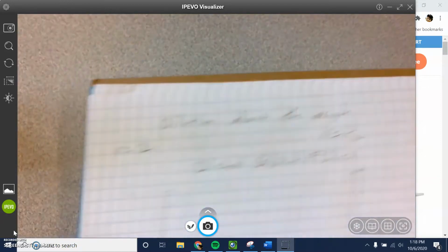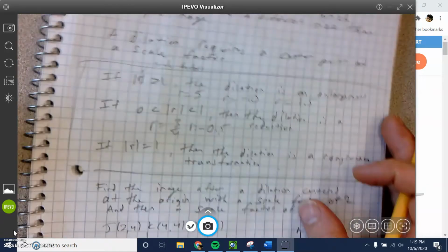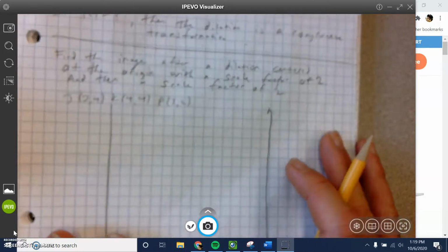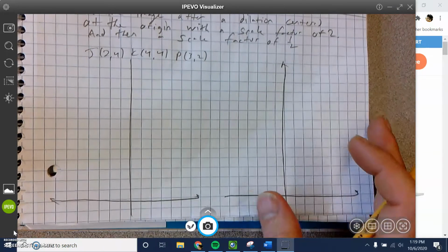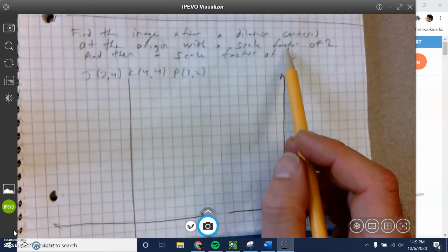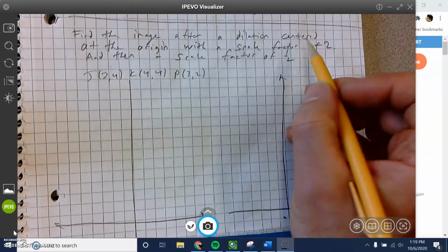There we go. Okay, so let's try one, shall we? Back to this. I'm going to do 2, you do 2. So, find the image after a dilation centered at the origin, okay? So, that's the center of the point.